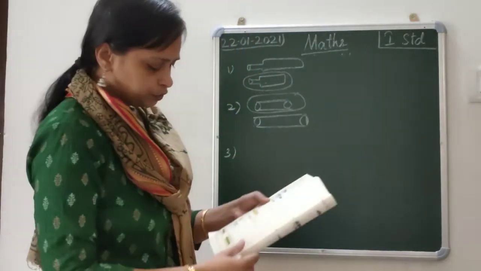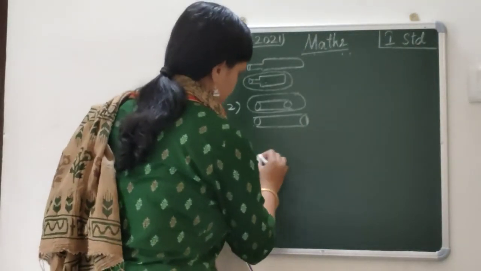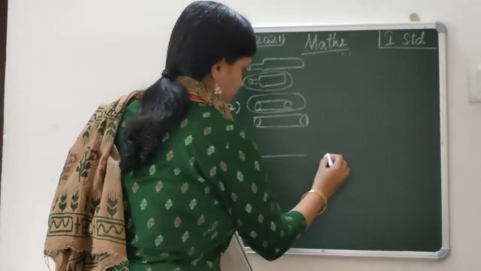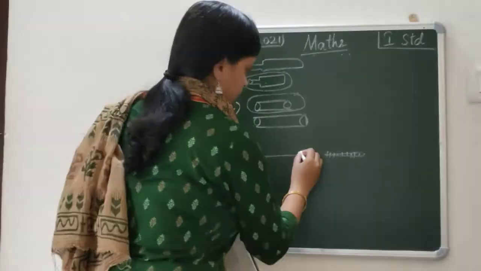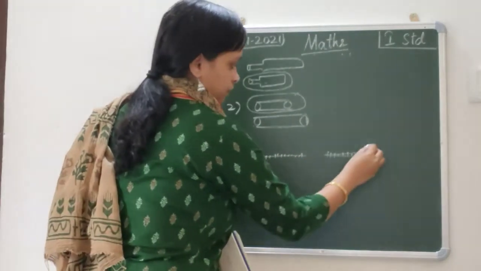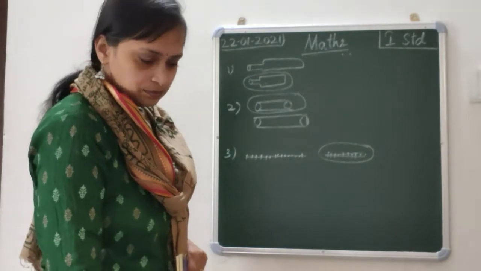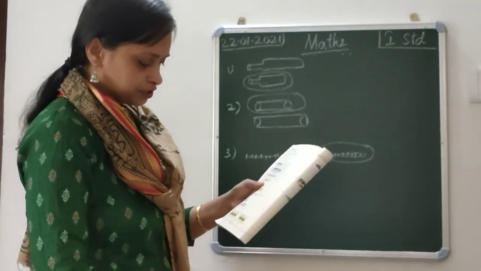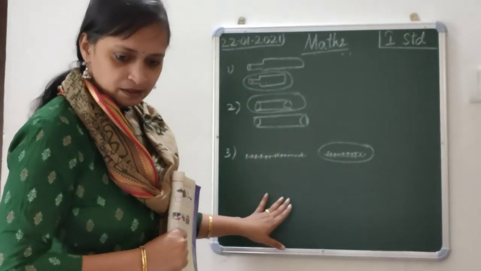Next, third one, you have two zips shown here. Second one. Very good. The second one is the shortest one. So circle the second picture. Okay, circle the second picture. All of you have finished all the three?